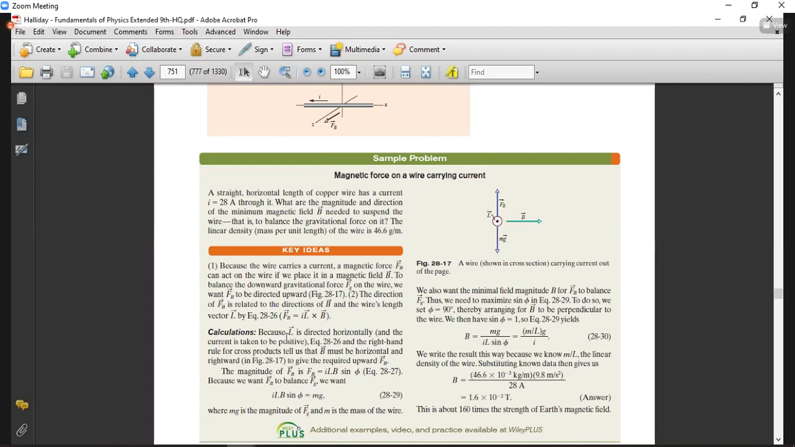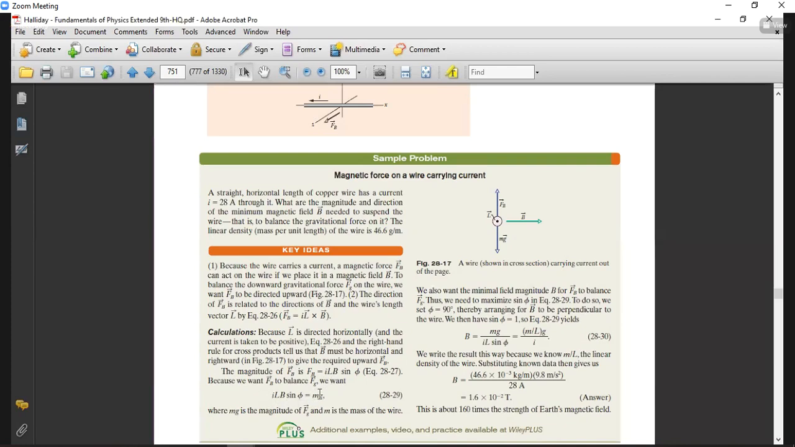So this is the scenario. The linear density of the wire is 46.6 gram per meter. So how we are going to do it is basically we will use the relation F = ILB, and since we want to balance it with the gravitational force, F = ILB sin phi would be equal to mg.